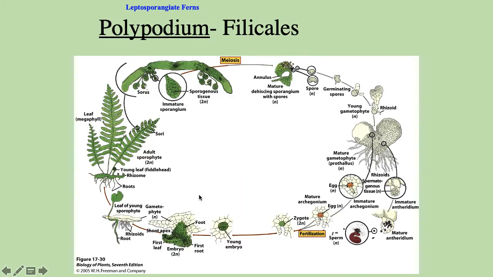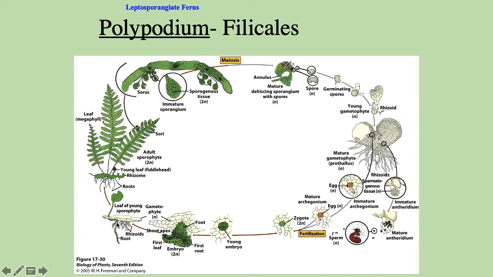Who knew? All right, so the life cycle of ferns. We'll just kind of go through it here. Let's start with fertilization. Okay, so egg, sperm. Sperm's gotta usually swim to it. We have a zygote that is diploid. It turns into our sporophytes.